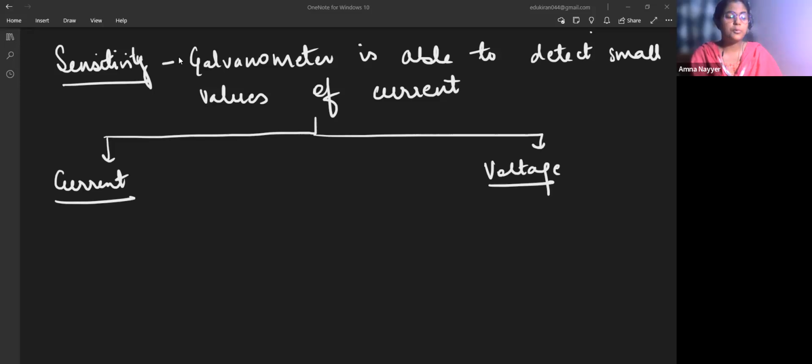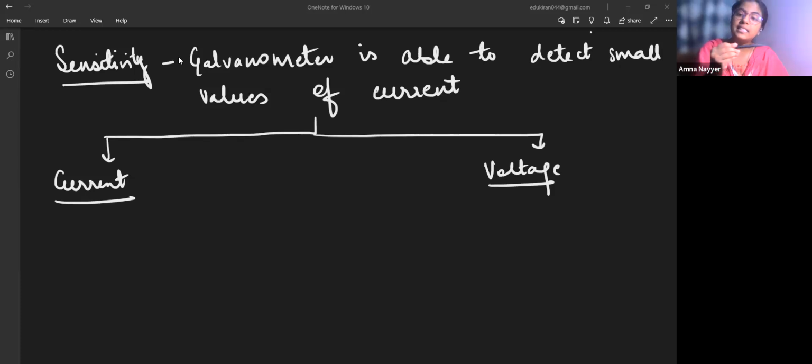But suppose for, let's say, 0.3 amperes, I am getting this much deflection. Very slight deflection I am getting. And with another galvanometer, for the same amount of current, that is 0.3 amperes, this much amount of deflection has been shown.